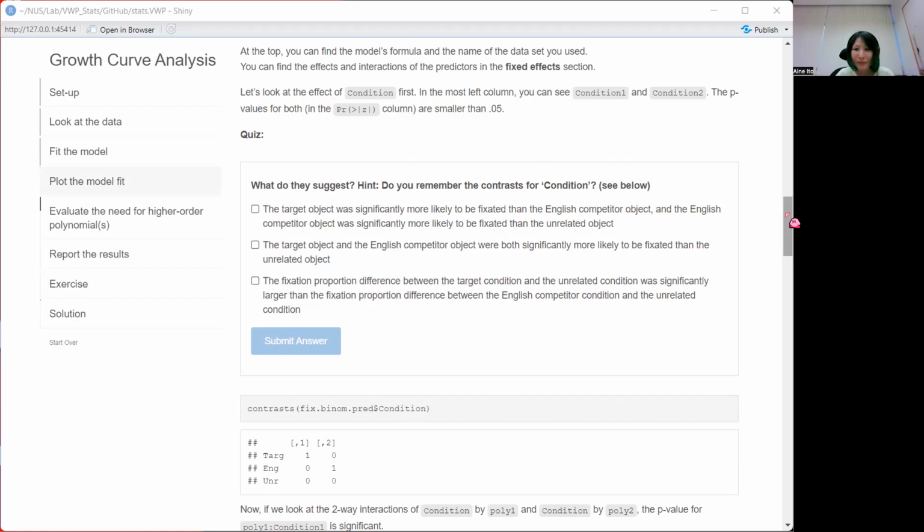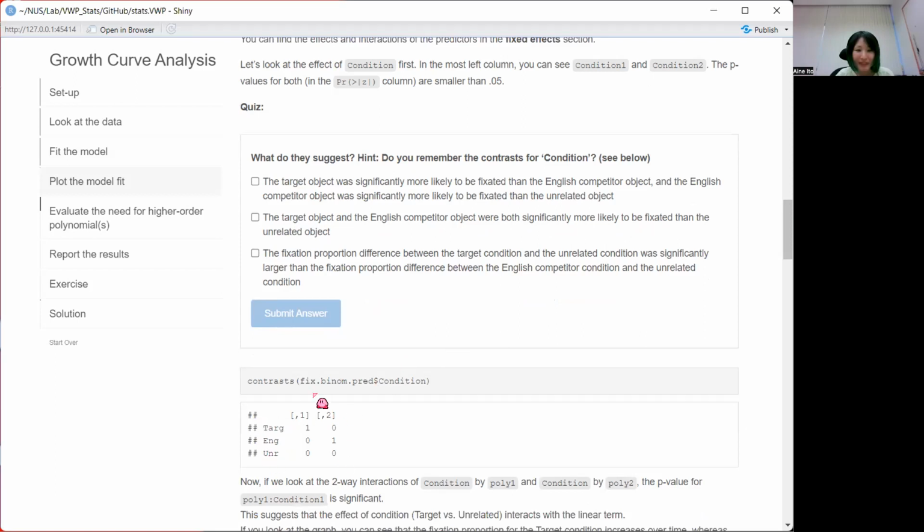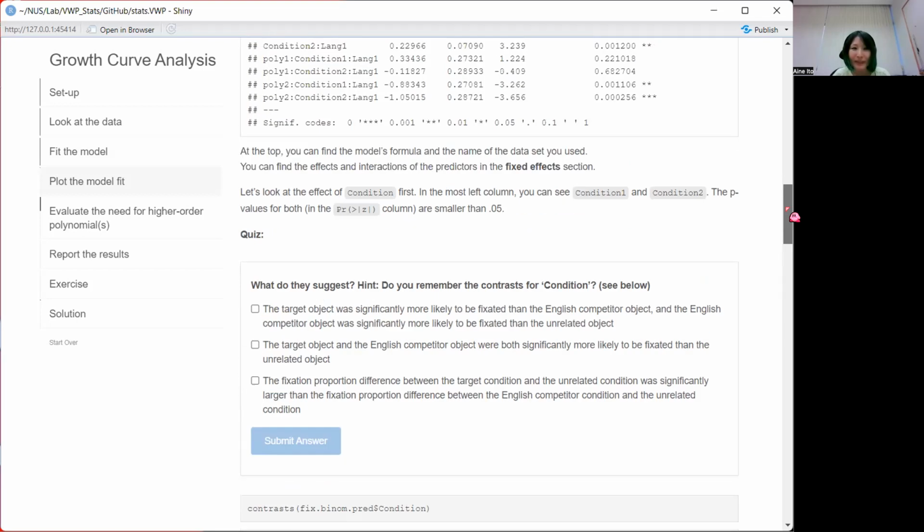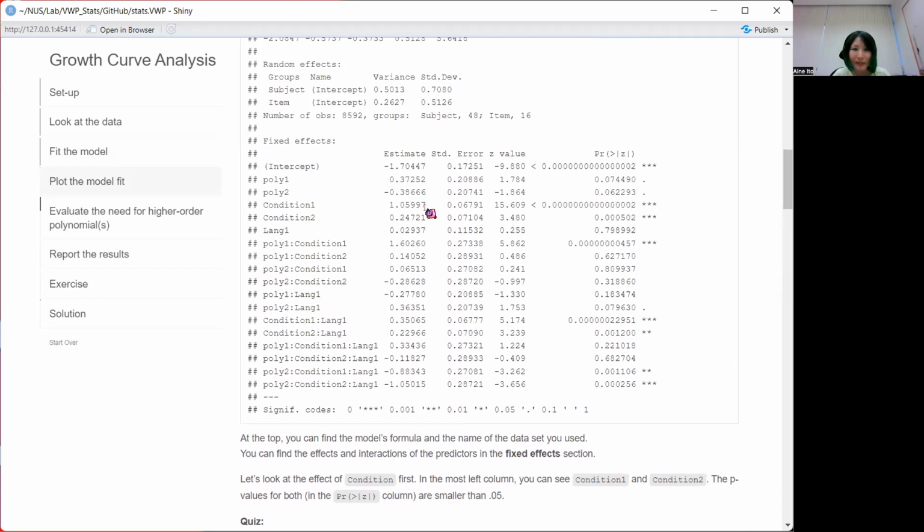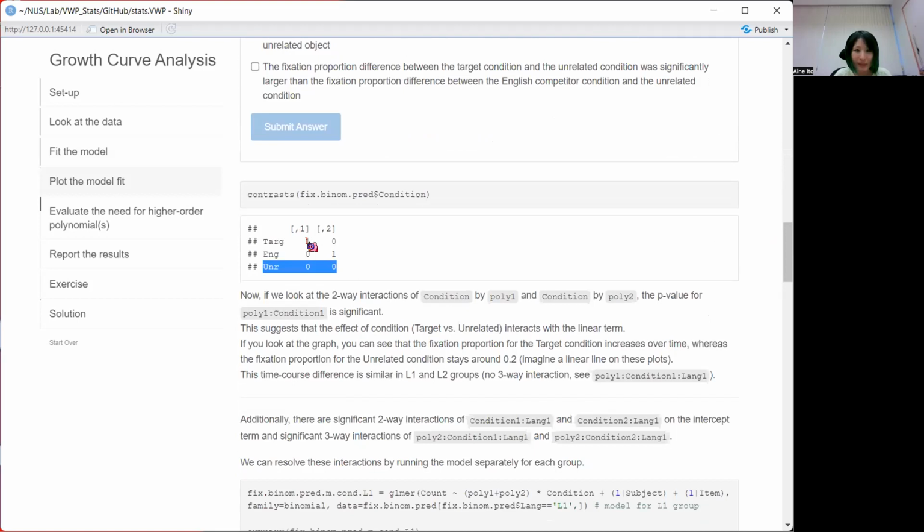Just to remind you how we coded the condition: the unrelated condition was the reference label equal to 0 here. So the target condition was compared to the unrelated condition, and the English competitor was compared to the unrelated condition. Each comparison corresponds to the first one and the second one. And what we have here is condition 1 and condition 2. So condition 1 corresponds to this.